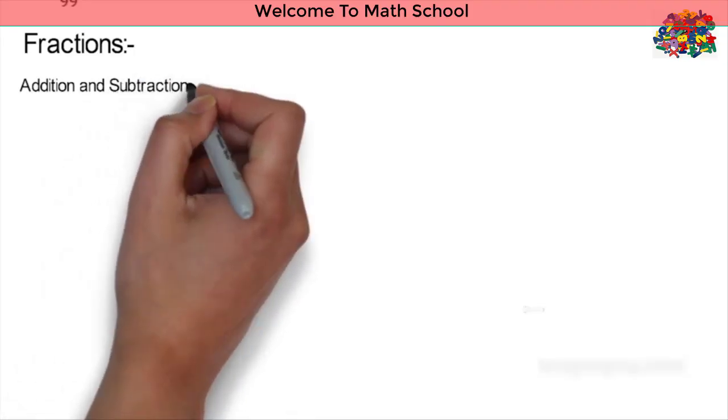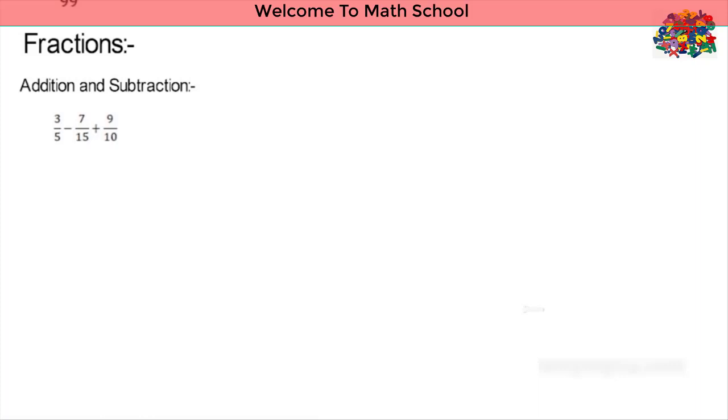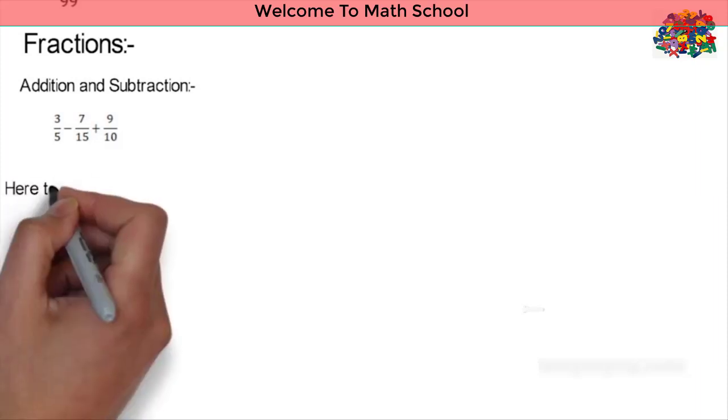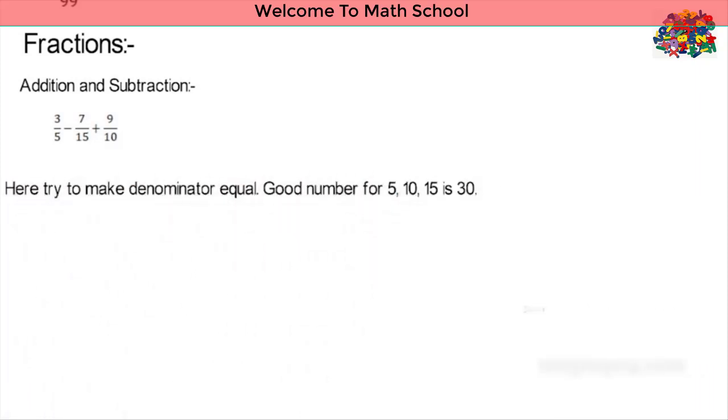How to add and subtract fraction numbers. Example, 3 by 5 minus 7 by 15 plus 9 by 10. So these are the three fractions. Whenever you are adding or subtracting fractions, the first task is to try to make your denominators equal. Here the good common number for 5, 10, 15 is nothing but 30. So the first task here is to make all your denominators equal to 30.